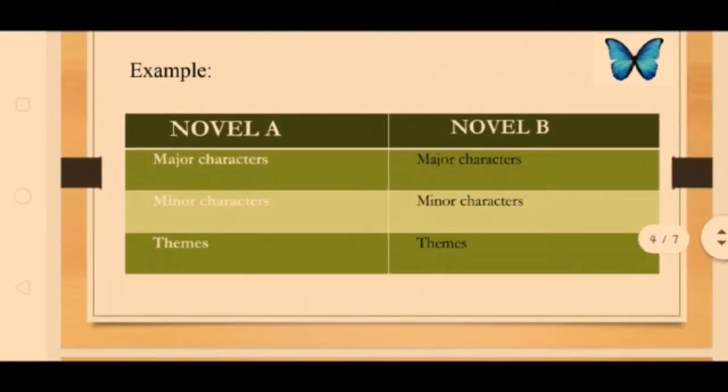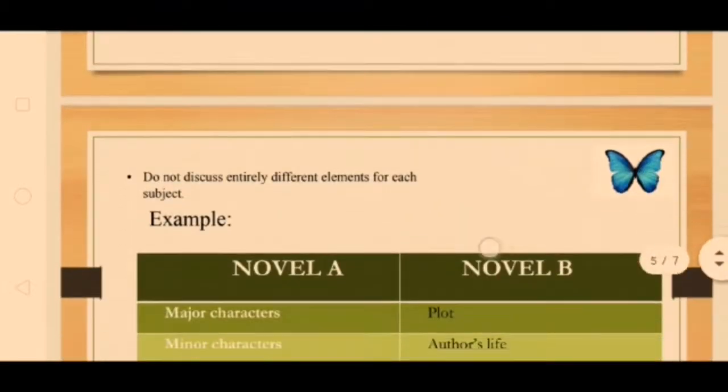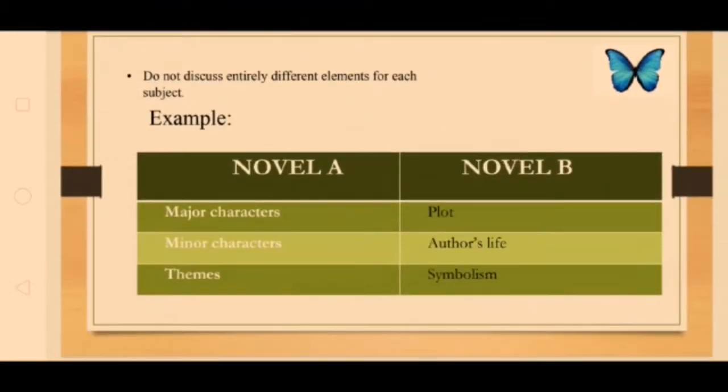Example, novel A and novel B. It discusses major characters, minor characters, and theme. Do not discuss entirely different elements for each subject. Example, novel A and novel B, they are different: one and two about content, and three about another content.